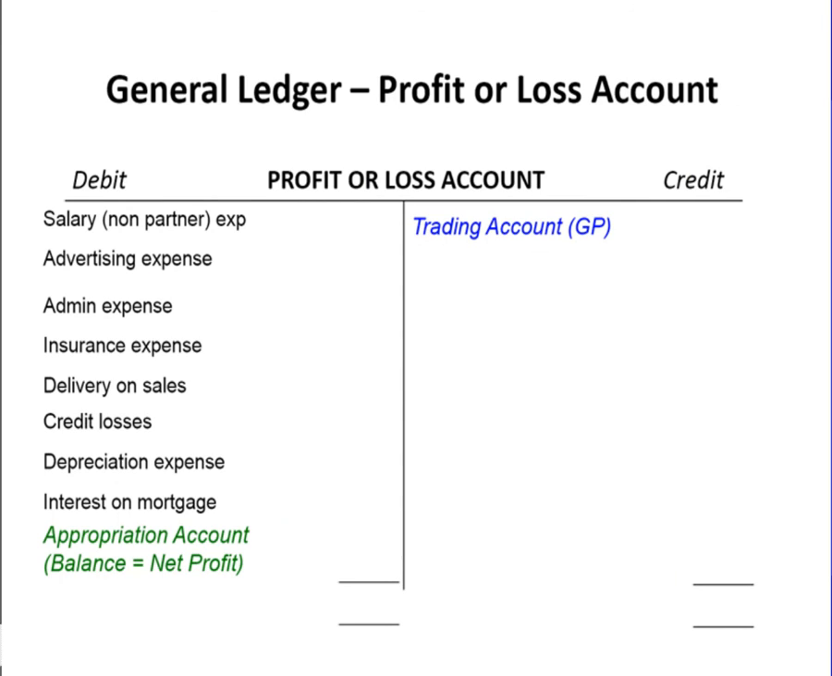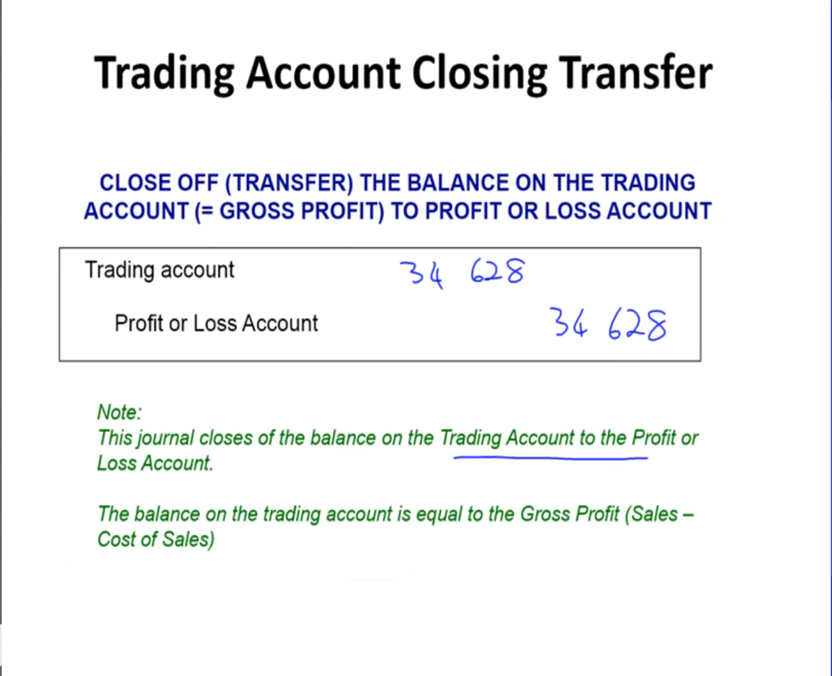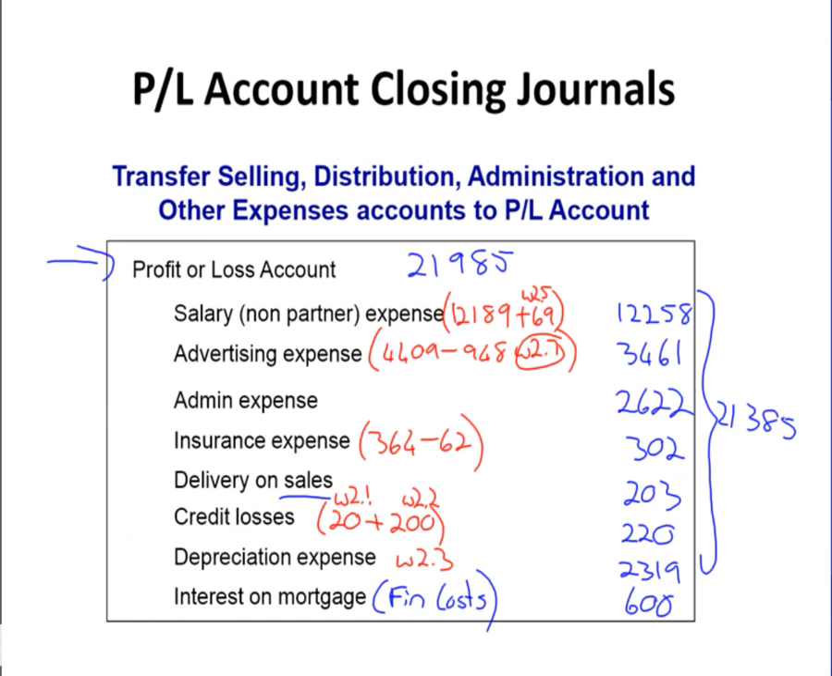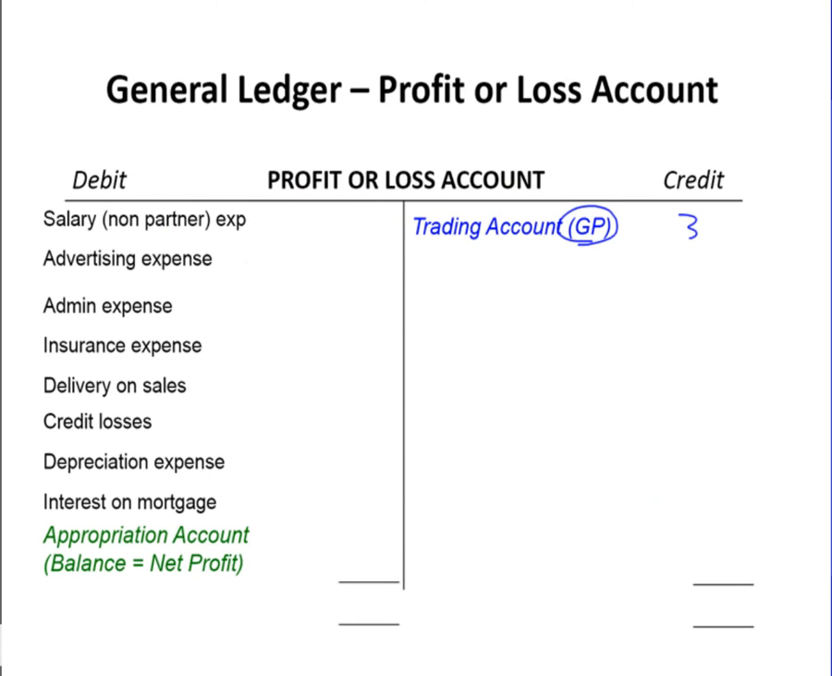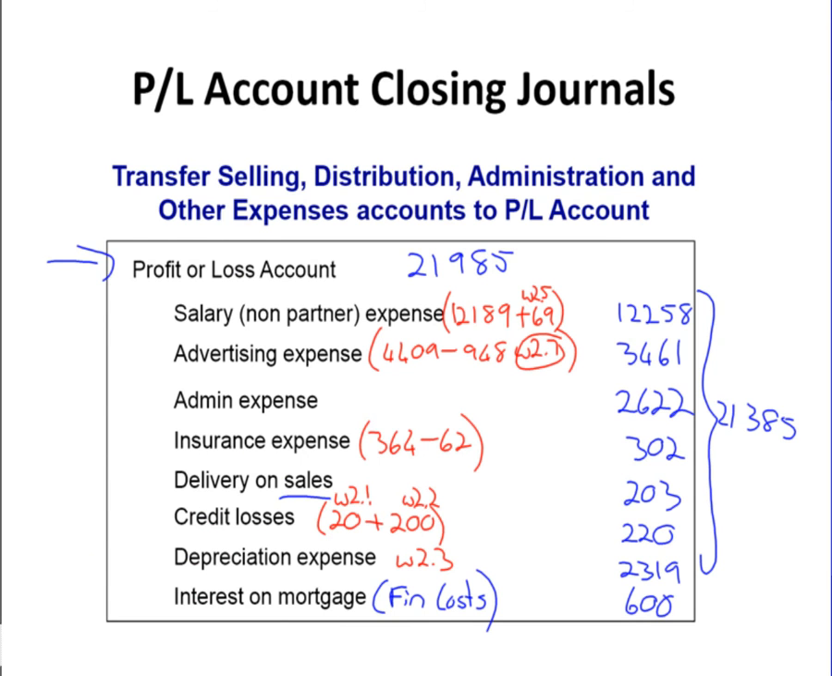Let's go and do the general ledger quickly. We brought in the trading account. And the trading account was the gross profit brought in, which we did the first journal for. Back here was 34,628. Okay, so that's the first one, the 34,628. Then we had all of our individual expenses, which I'm going to just cheat a little bit because we're a little tight on time. All of those you'll list independently, and that came back to the 21,985.